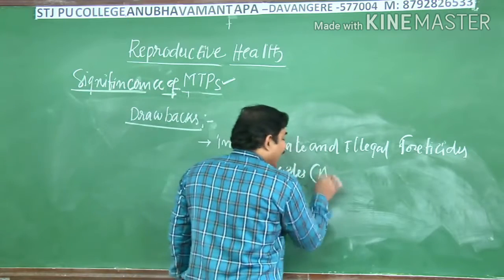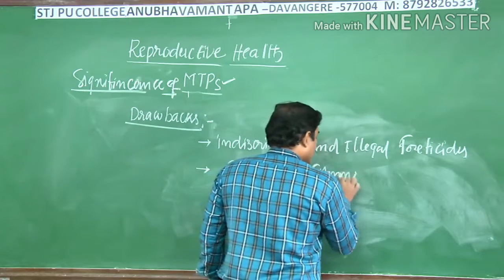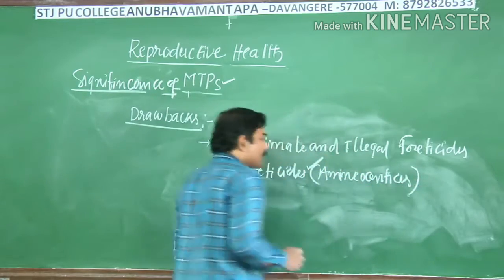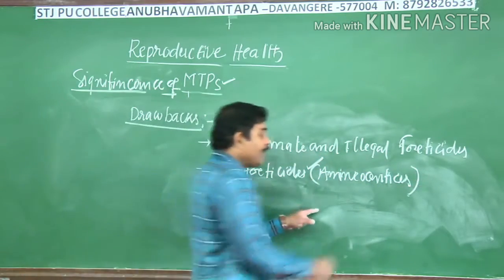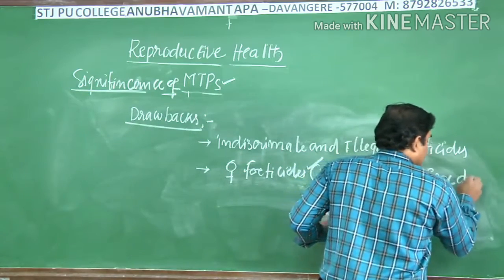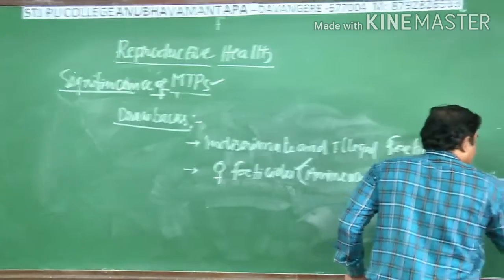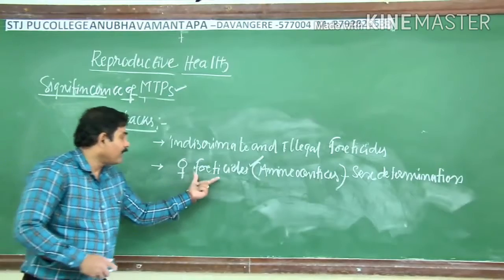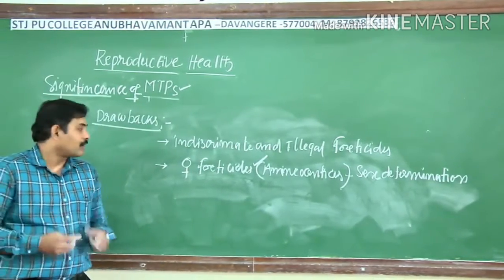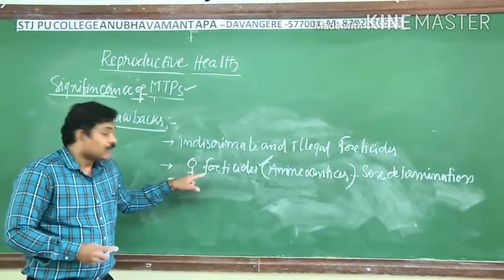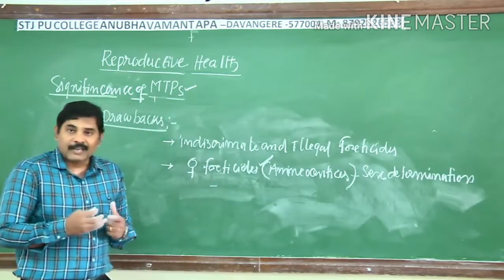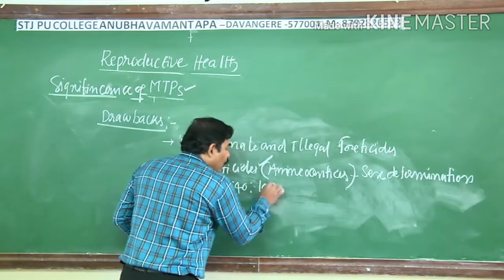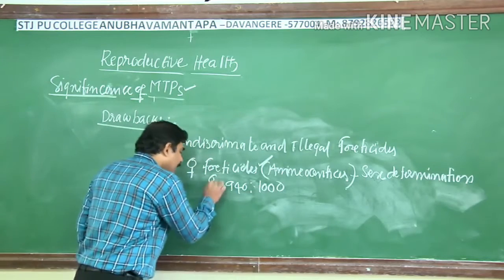Further, they are making use of amniocentesis. We already studied about this in the beginning of this chapter. This is a fetal sex determination test. By making use of that, they identify the sex of the unborn baby, and soon after that they go for feticides. That is the reason why even in India the sex ratio differs a lot. For every 1,000 males in our country, we have only 940 females.